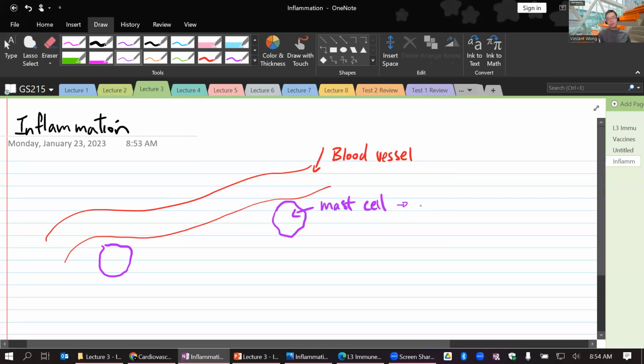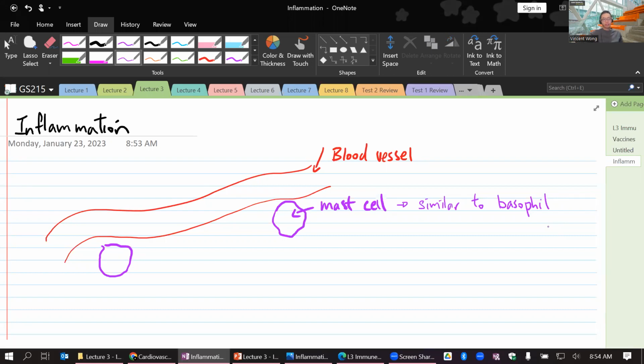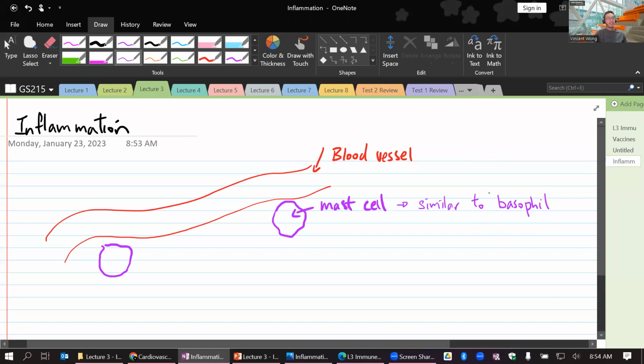Mast cell is similar to basophil. Okay, remember basophil? What was the function of basophil? Huh? Anybody remember? Is it a granulocyte, agranulocyte? What does it do? Anyone remember? No, too early. That's okay. It plays a role in inflammation. Yeah, exactly, right. Thank you. Basophil is a type of granulocyte, and it's responsible for inflammatory response as well. So both mast cells and basophils play a role in inflammation.